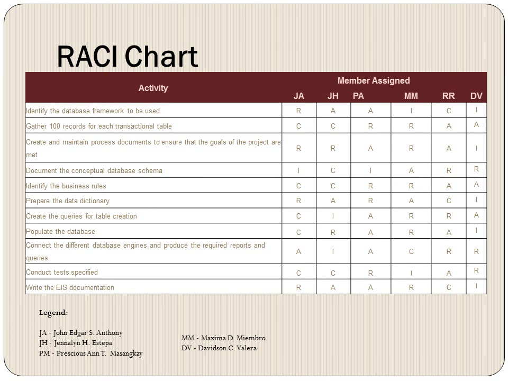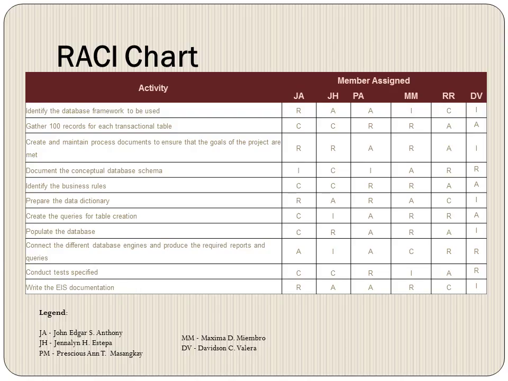And we have also the RASI chart. In the RASI chart, the activities are the following. We have identified the database framework to be used. We gathered 100 records for each transaction table. We have created and maintained process documents to ensure that the goals of the project are met. We have also documented the conceptual database schema and identified the business rules.